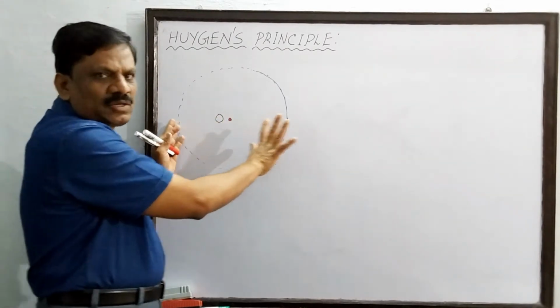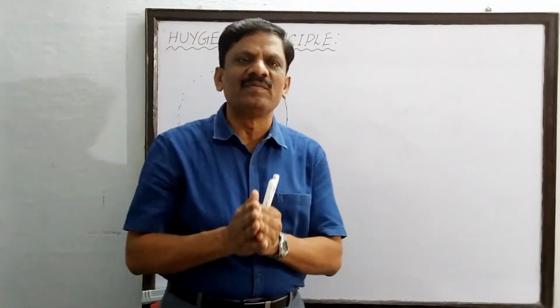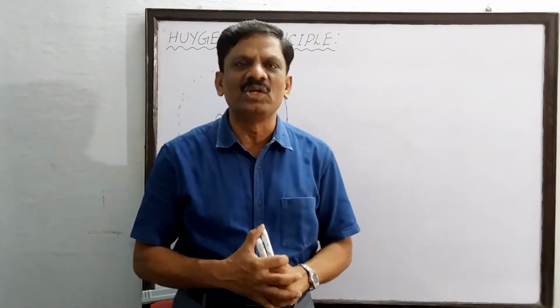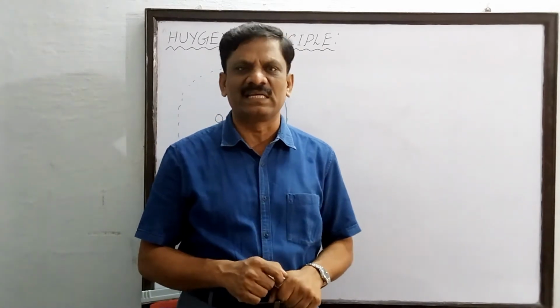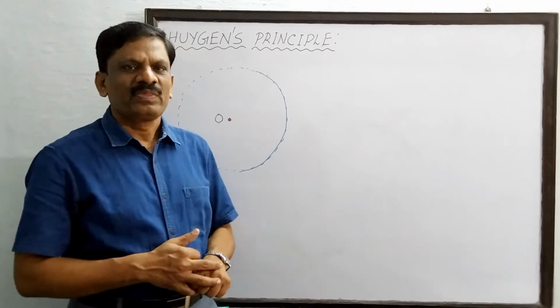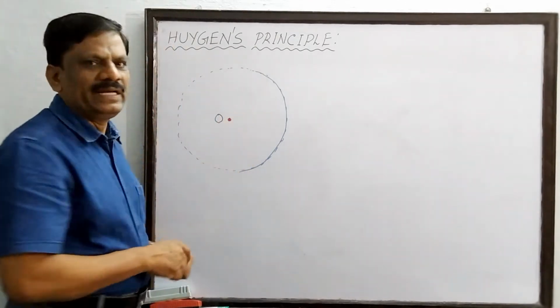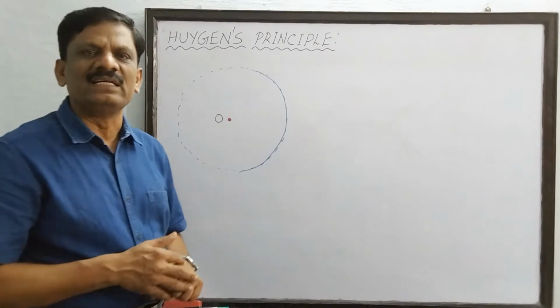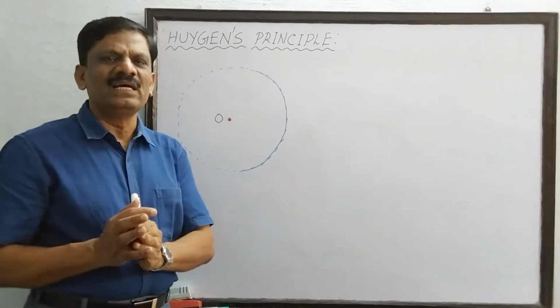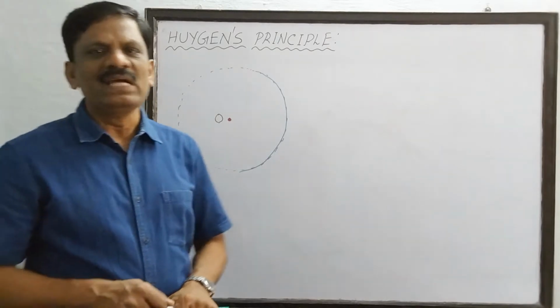Now this sphere is going to expand because the light emitted by the source at O is going to travel at a speed of 3 into 10 power 8 meters per second. That is the speed of light in free space or air. With that speed, this sphere is going to travel forward. This is imagined in a slightly different way by Huygens.